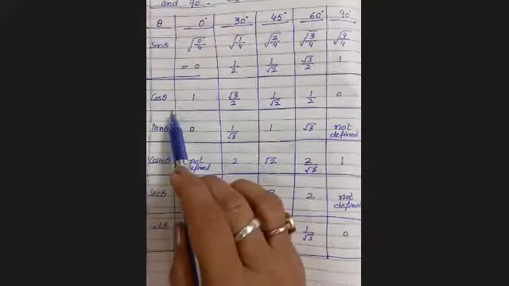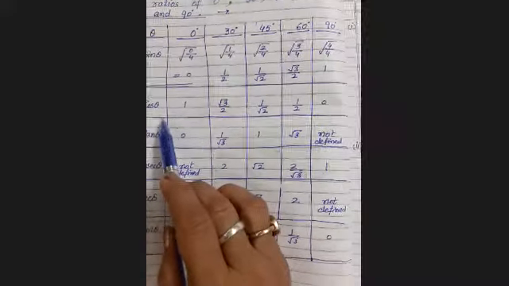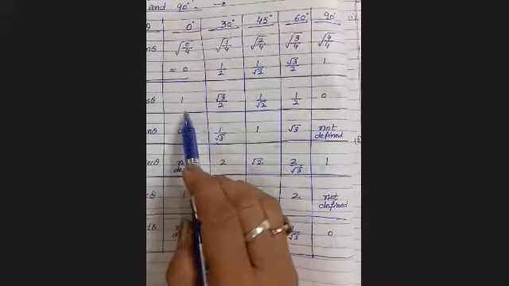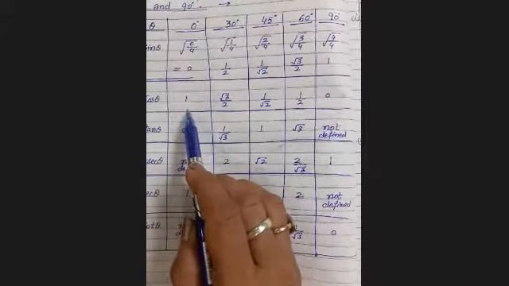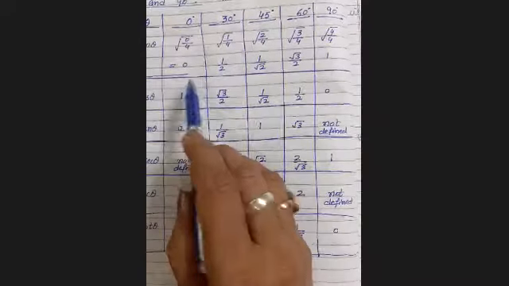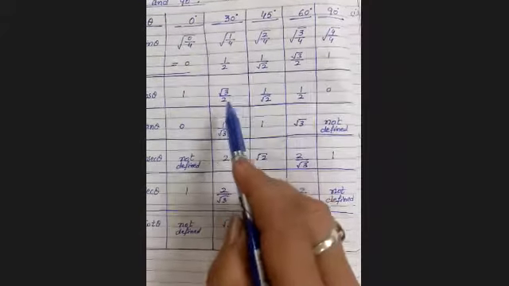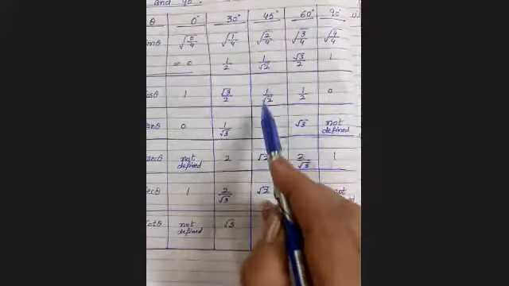Now let's find out the values of cos theta. Cos theta and sine theta are related, meaning what are the values of cos theta? You can see here, these are all in the reverse order. It is 1, root 3 by 2, 1 by root 2, 1 by 2, and it is 0. In this way you can learn.